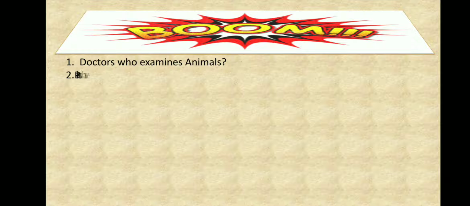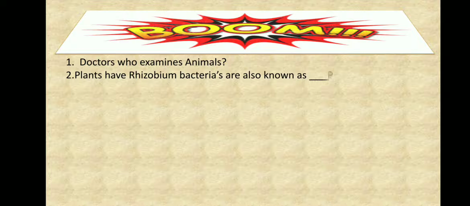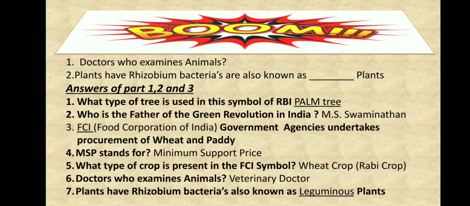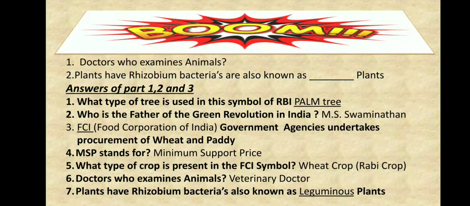So now let's boom our mind again with questions. Today we'll be getting two questions, and the answers of part 1 and 2 will also be given in this boom time today. The two boom questions of today are: the first one, the doctor who examines animals is called what, and the second, plants that have rhizobium bacteria are also known as dash plants. You are also going to get the answers of parts 1, 2 and 3.